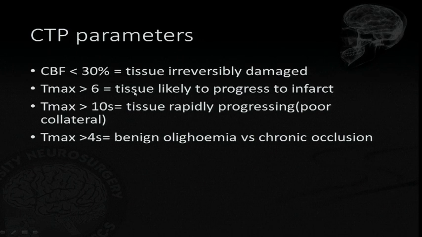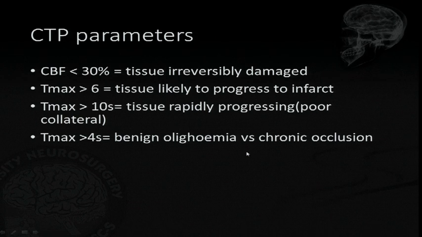And these are the parameters that you want to look at. So cerebral blood flow less than 30%, which is the tissue that's irreversibly damaged. At time to maximum residue function, Tmax, of more than 6, that is the tissue that is likely to progress to infarct. At Tmax more than 10 is something that's going to progress very rapidly to stroke. And at Tmax more than 4 is benign oligemia, or tissue that is not likely to progress to stroke.